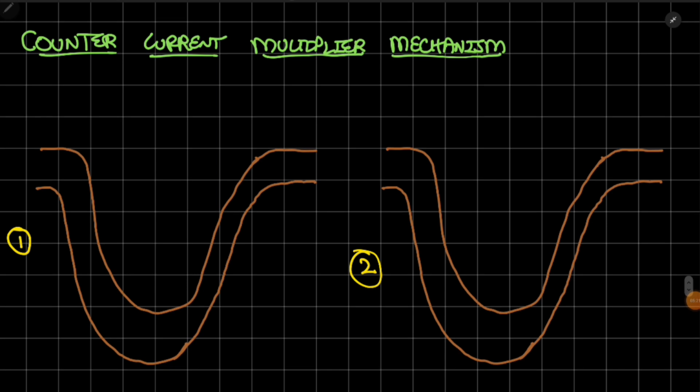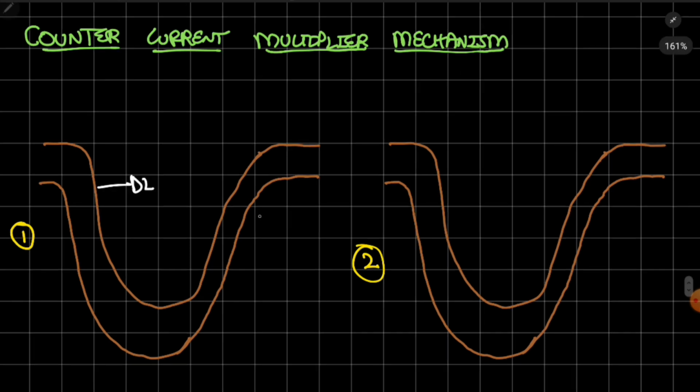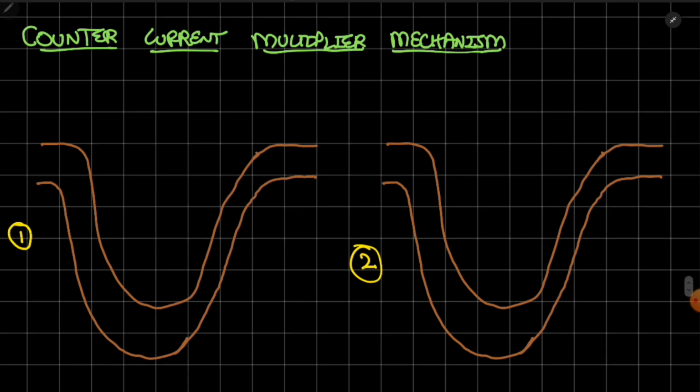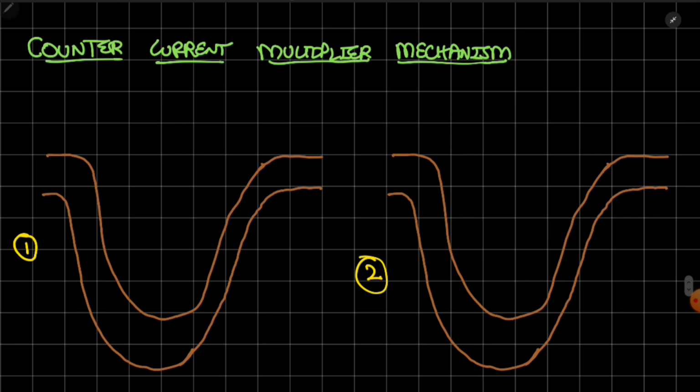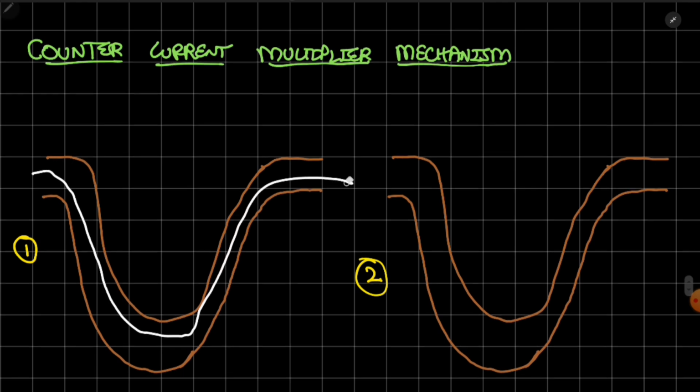What is this diagram? This is a plain diagram of the loop of Henle. I will label it: this is the descending limb, this is the ascending limb, and this is the thick part. Remember, the thick part of the ascending limb is the important point. I have also numbered the diagram for your reference. This is the first diagram. Urine is flowing like this and going to the DCT and the collecting duct.